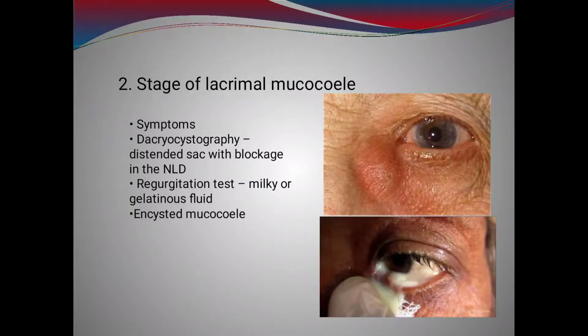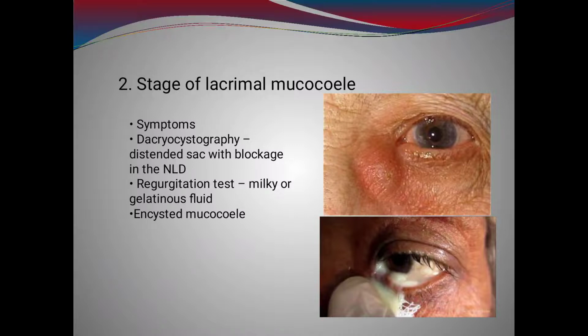So what are the symptoms? Patient will have constant watering and discharge from the eyes, and patient will also notice a swelling in the sac area, because the sac has enlarged. So that is lacrimal mucocele, and regurgitation test is usually very, very positive in such patients, and we can see that there is a milky or gelatinous fluid coming through the punctum, as you can see in this photograph.